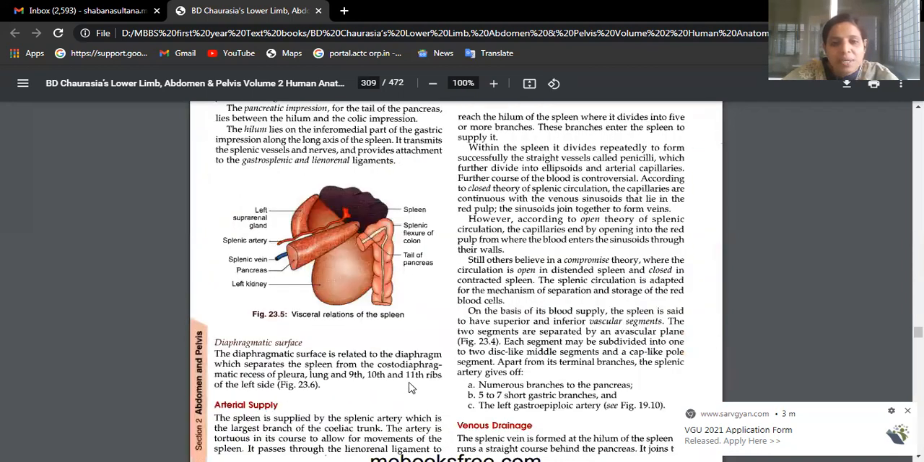So that visceral surface will have certain impressions. What are the impressions you see? Stomach impression, you call it gastric impression. Right colic flexure impression, you call it colic impression. Then the left kidney impression, you call it renal impression. So renal, gastric and colic impression. And of course in the hilum region you will see the tail of pancreas. So these are the visceral relations of spleen.